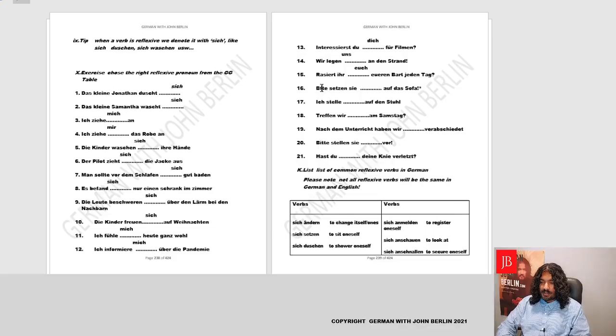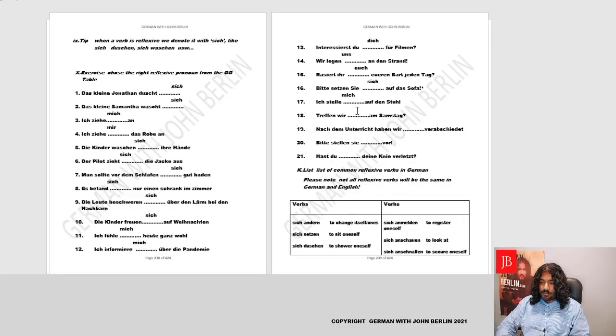Okay, bitte setzen Sie das auf das Sofa. You please sit yourself down on the sofa. So whom do you sit down? Yourself. So it will be sich. Yes, the formal sich, because it's Sie. Yes. Ich stelle das auf den Stuhl. I stand myself on the stool. That means whom do you stand? Yourself. That means in this sentence myself. So it's ich stelle mich auf den Stuhl. Stand myself on the stool.